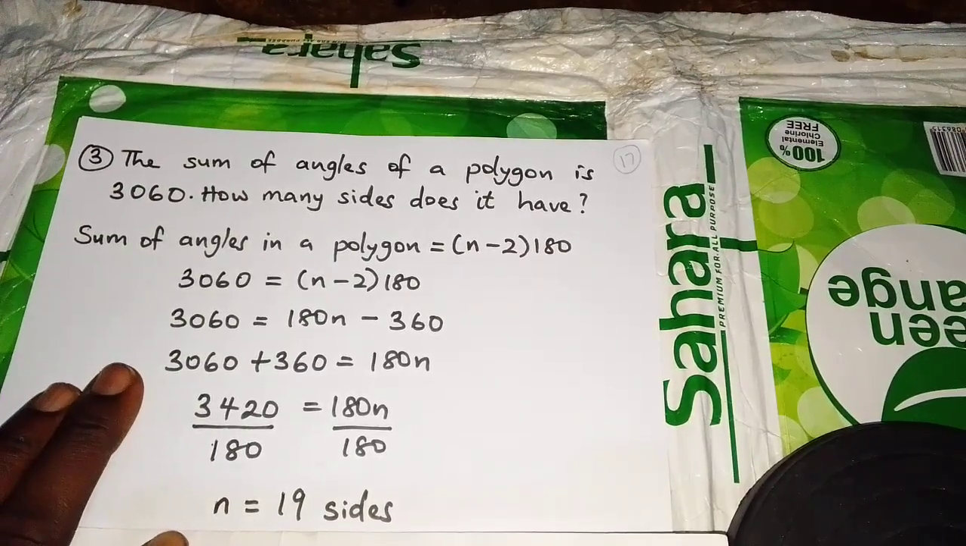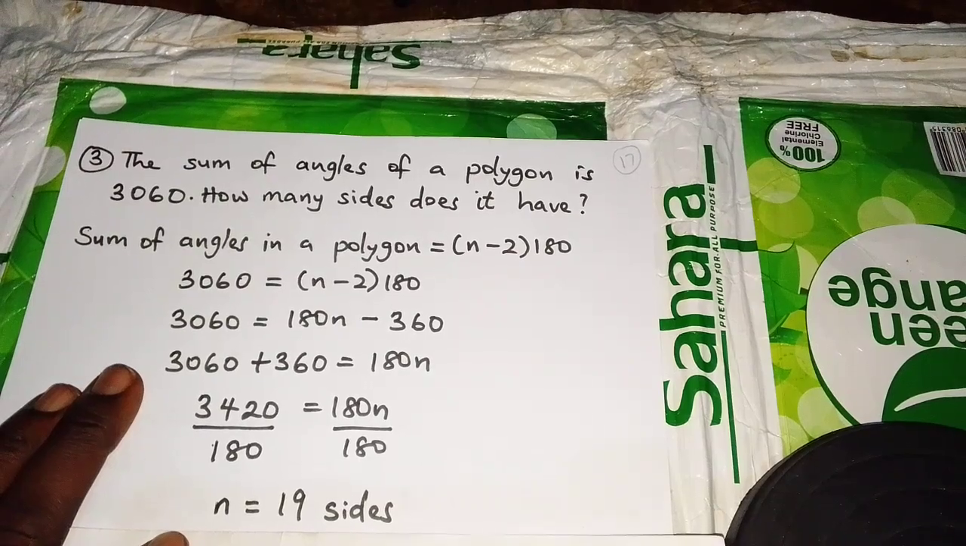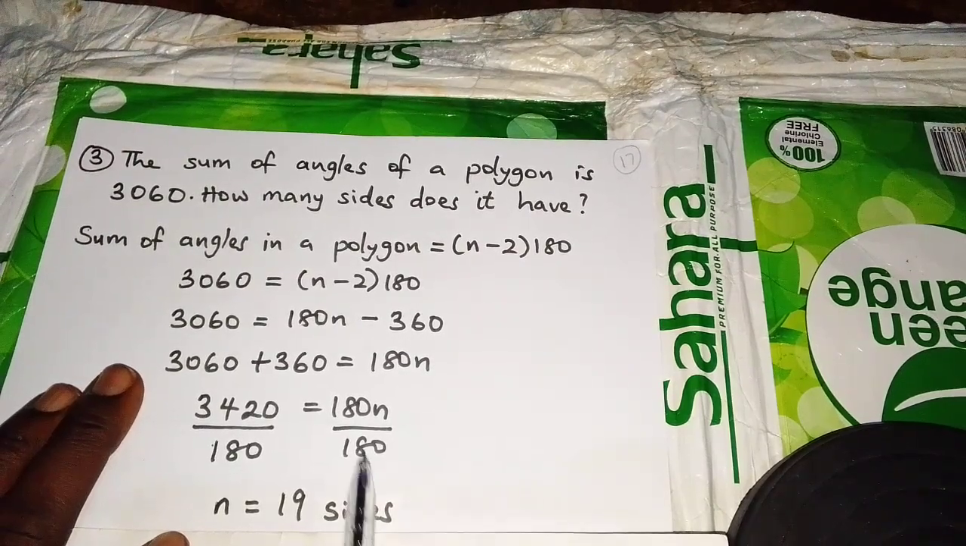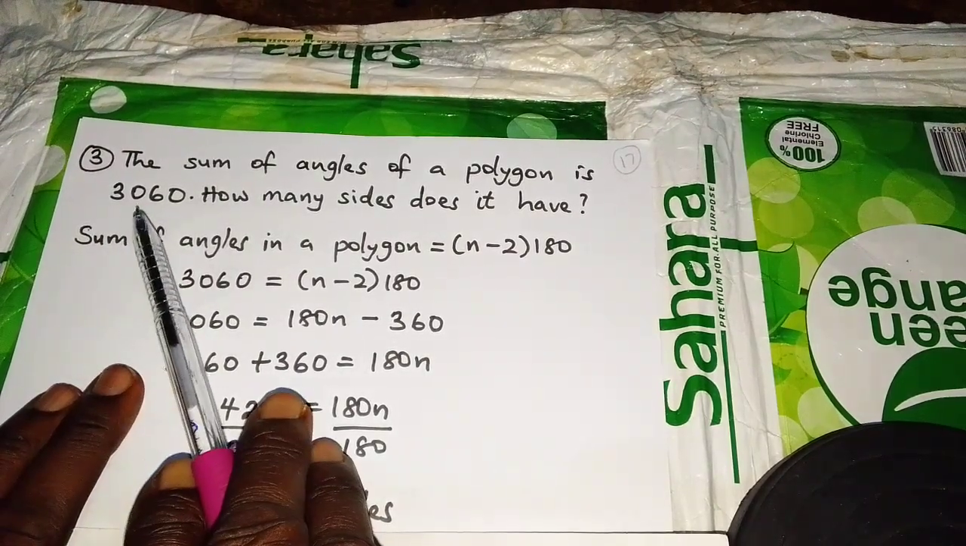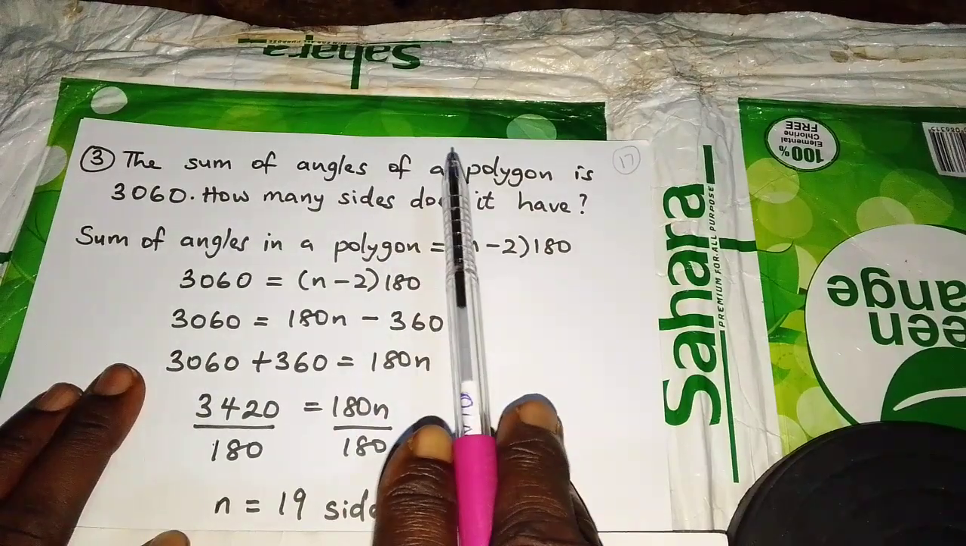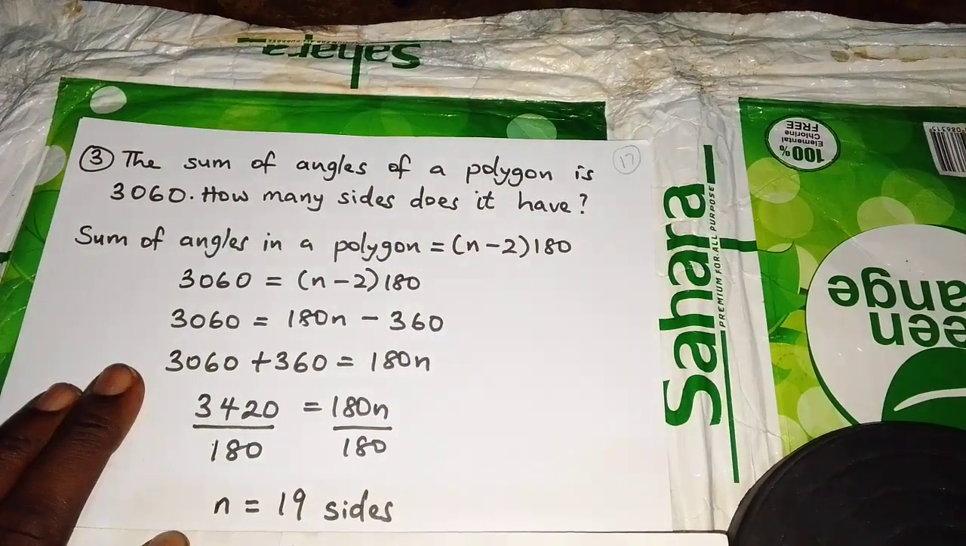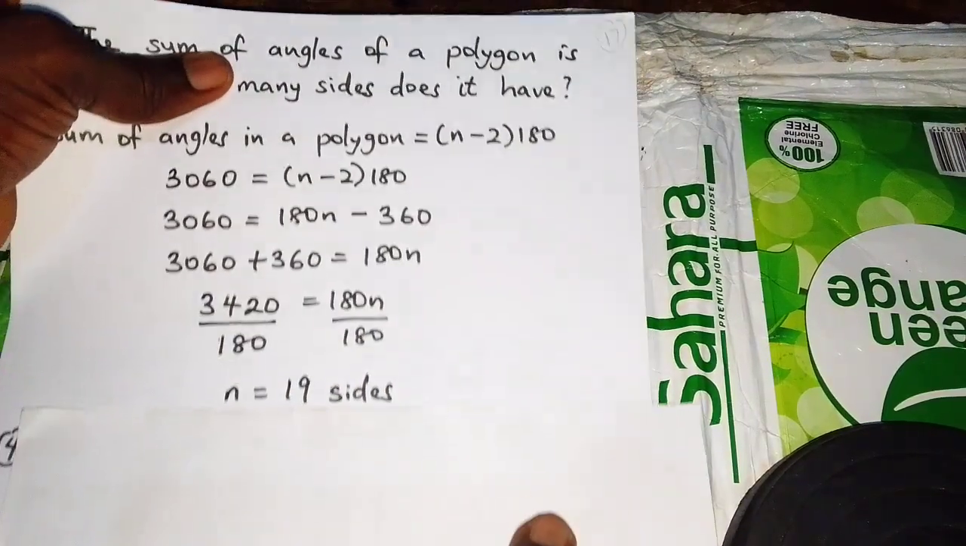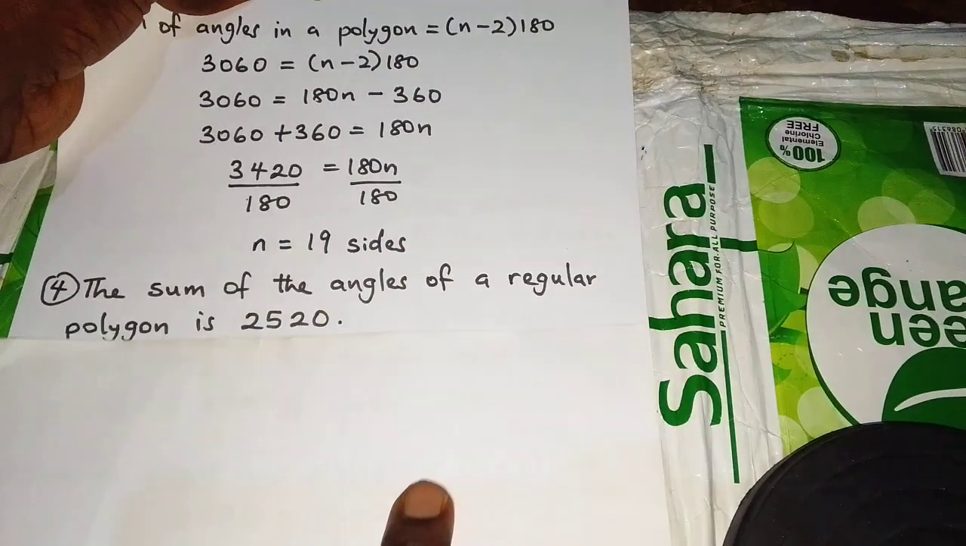So it means that the plane figure with a sum of angles of 3060 has 19 sides. We've been able to find the number of sides the polygon has. Let's look at another example.